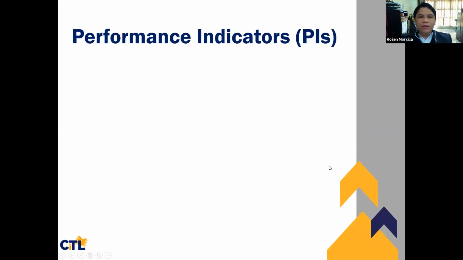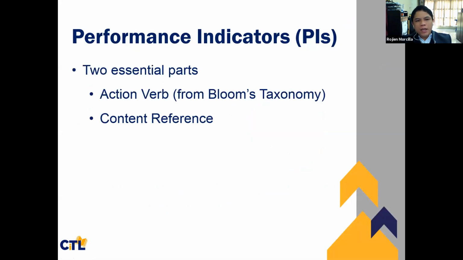Okay. What are performance indicators? PIs. So a PI has two essential parts. The first part is an action verb, the same as with the outcomes. It is an action verb based on Bloom's taxonomy. We are experts on this already, since we did it for our first course outcomes and program outcomes. The next part is a content reference. It depends on the program, on the particular area or particular skill.